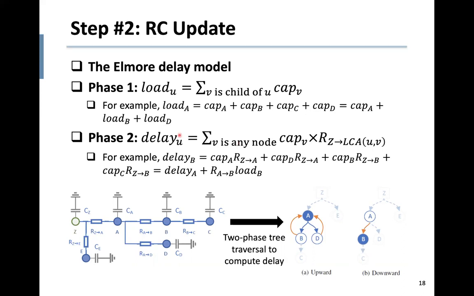Here we use the famous Elmore delay model to compute delay through a net. The Elmore delay model is essentially a linear dynamic programming algorithm on a tree to compute a delay. It has two phases. Phase one computes a cumulative load using an upward traversal. Phase two computes a delay based on the cumulative load from phase one. I'm not going to explain all the details about Elmore delay, but I'm trying to highlight the basic idea of how we leverage GPU to compute these two phases on a tree structure.